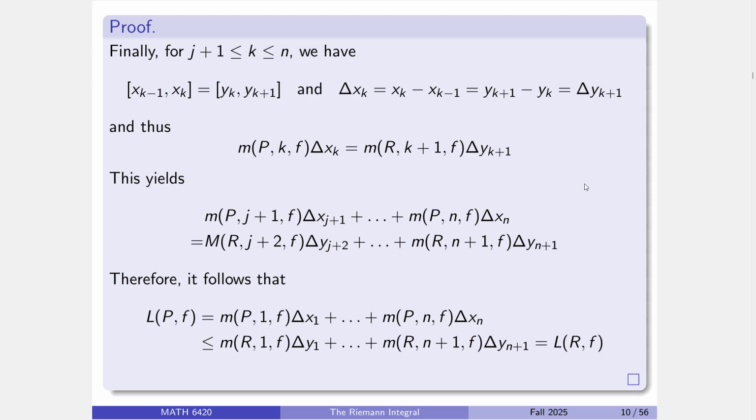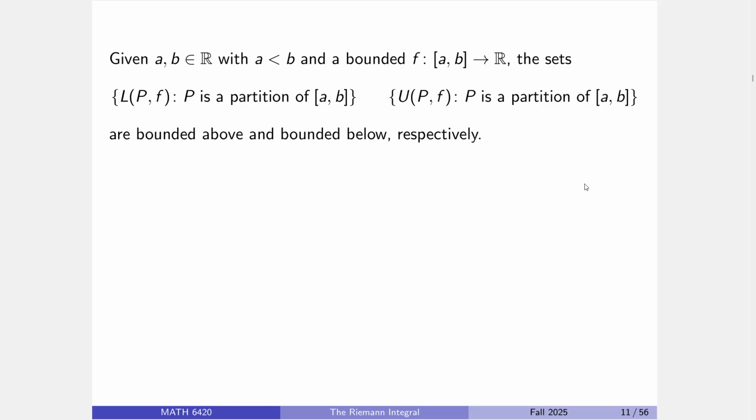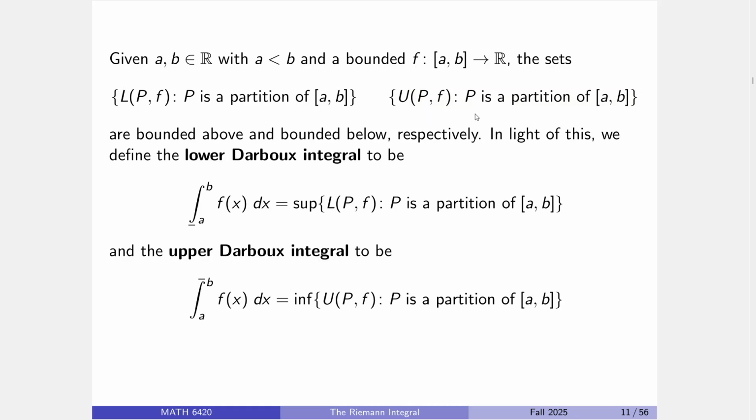So now we know that when you refine a partition, when you add more points, the lower Darboux sums get bigger, the upper Darboux sums get smaller, so we want them to collapse in on each other. And note, what does this mean now? I just proved that this set, the collection of lower Darboux sums, is in fact bounded above by any upper Darboux sum. And similarly, the collection of upper Darboux sums is bounded below by any lower Darboux sum. So this has a sup, this has an inf. So we're pulling that sup of inf and inf of sup maneuver again.